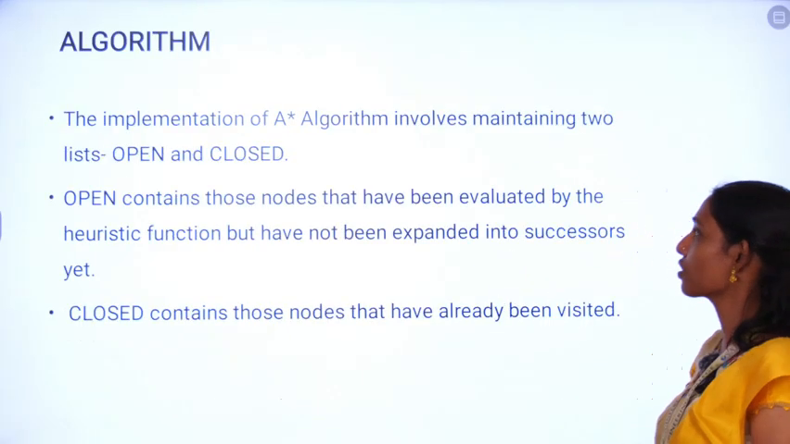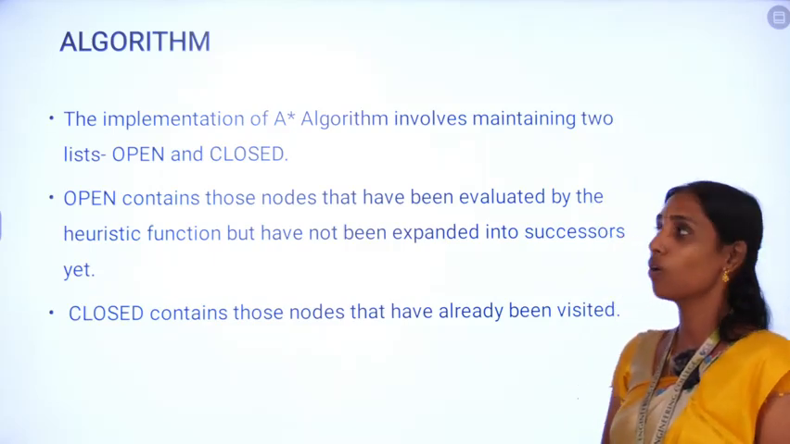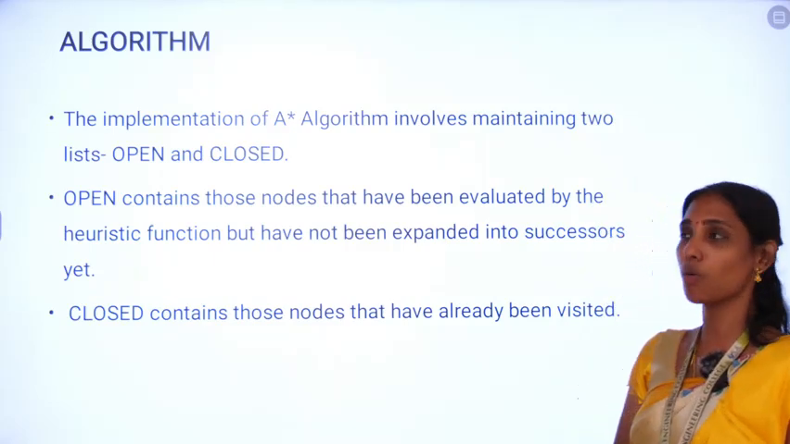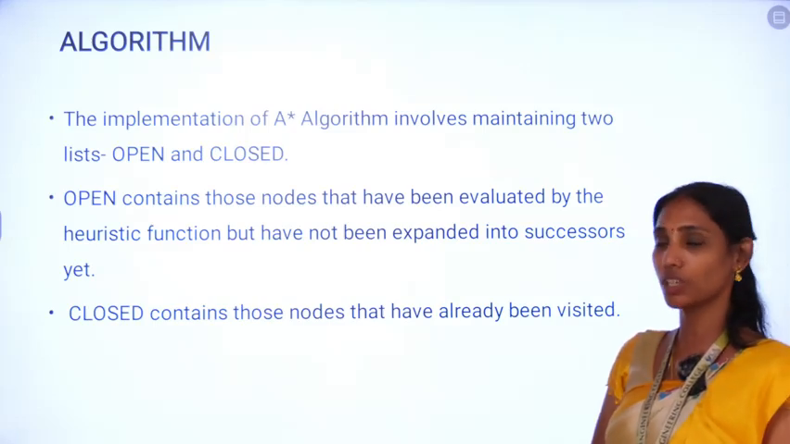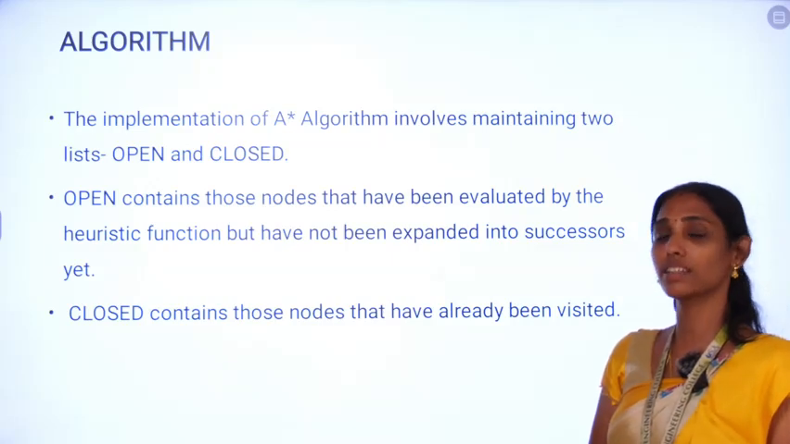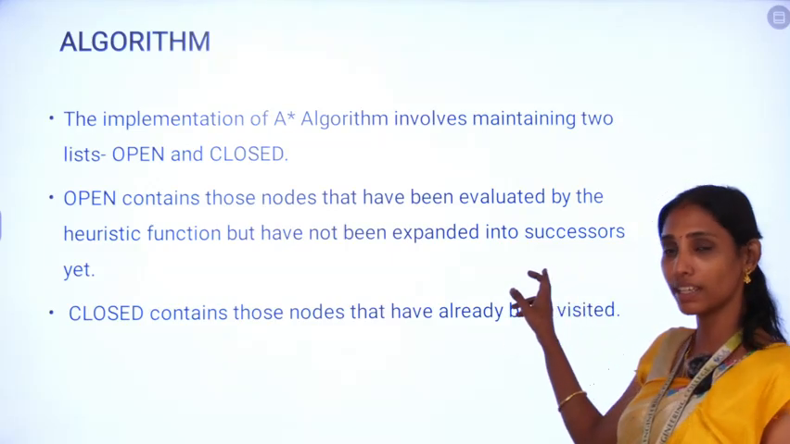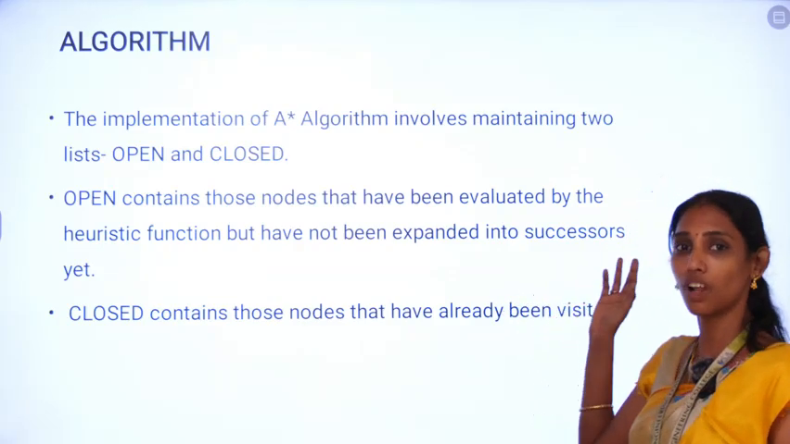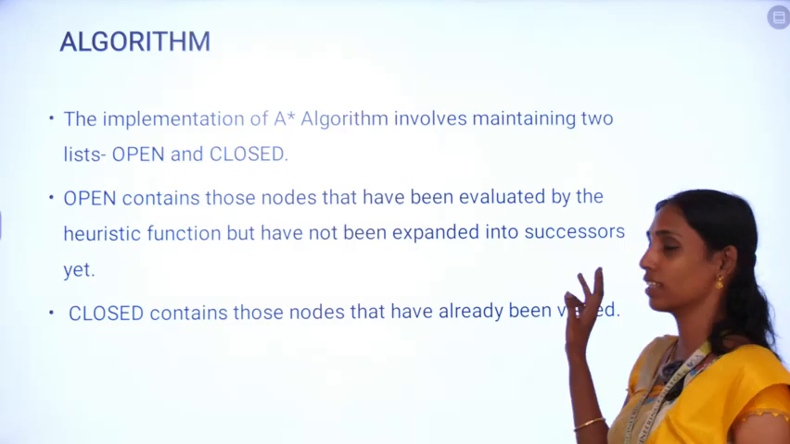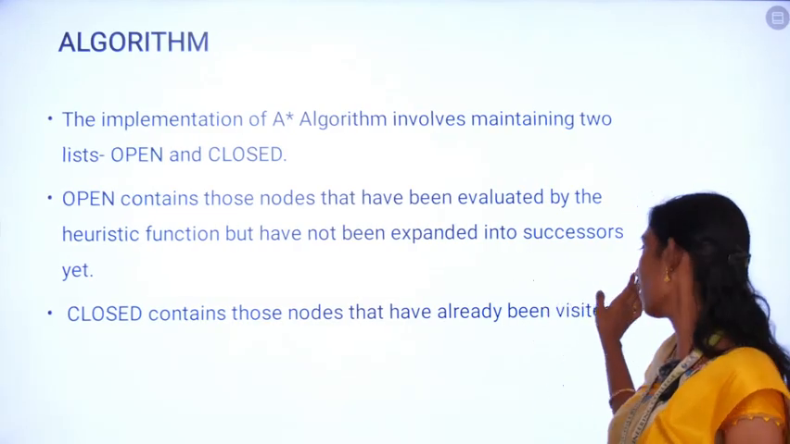The implementation of the A-star algorithm involves maintaining two lists, open and closed. The open list contains the nodes that we are going to evaluate with the heuristic function, and then we expand them and get their successors. The closed list contains the nodes that we have already visited.